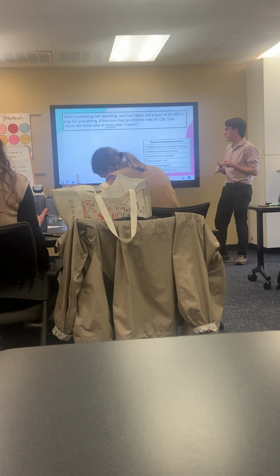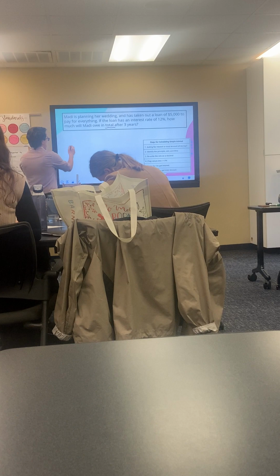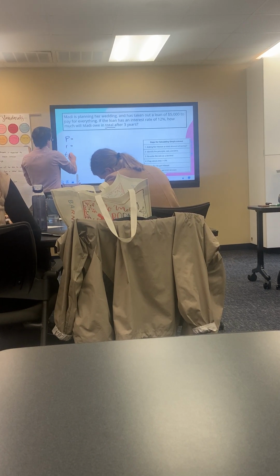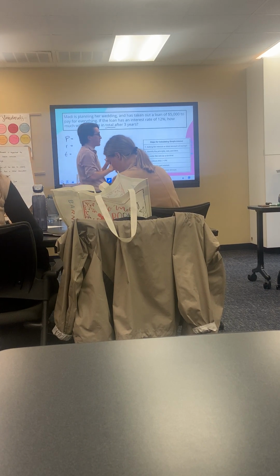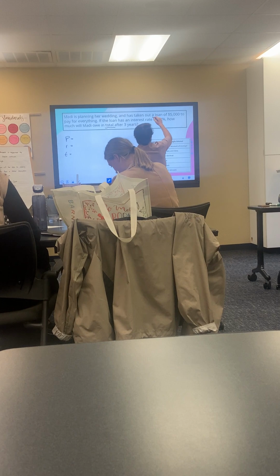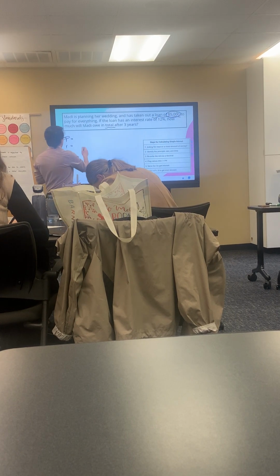Next, I need to identify the principal, the rate, and the time. What I like to do here is organize my information. I'm going to write P equals, R equals, and T equals first. Okay, I can see my principal is my original amount of money. I can see here a loan of $5,000. That tells me that my principal is $5,000.